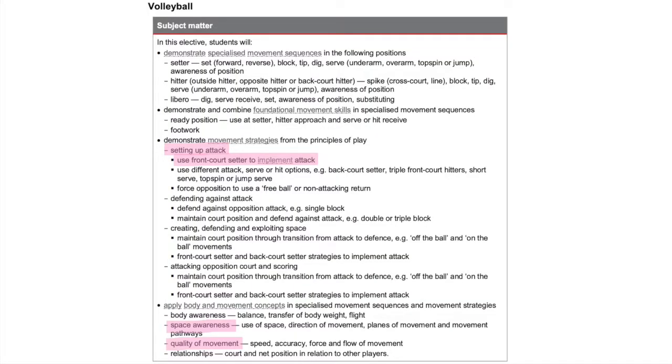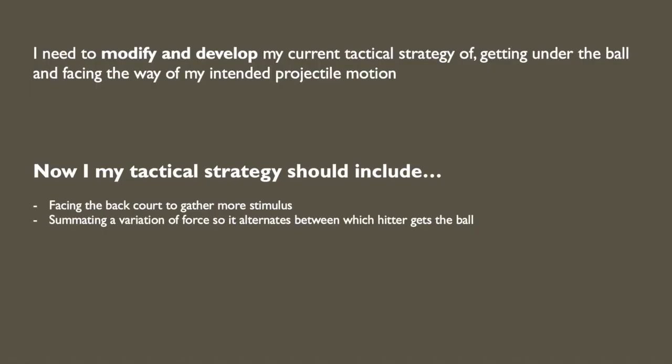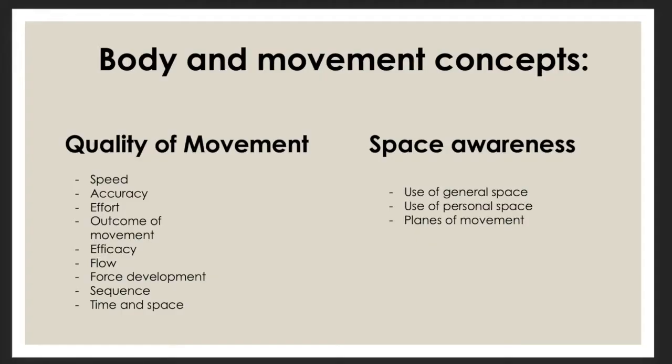Thus, for me to be more effective at the movement strategy of using front court setters to implement attack, I need to modify my tactical strategy to vary where the projectile motion of my set goes, thus making me more effective at the body movement concepts of space awareness and quality of movement and the components of effect, efficiency, force, and use of court space.